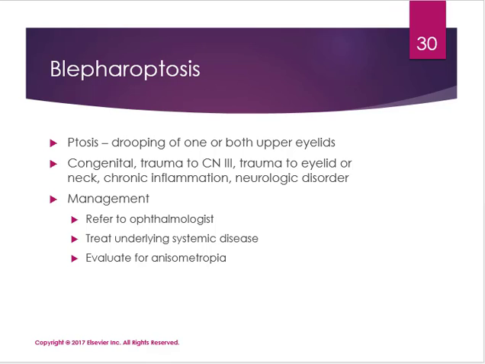Blepharoptosis is the drooping of one or both eyelids. It can be congenital or acquired. Management requires a referral to an ophthalmologist. If there are any underlying systemic diseases, those need to be corrected in patients so they can be evaluated for anisometropia, which is an unequal refraction between the eyes.